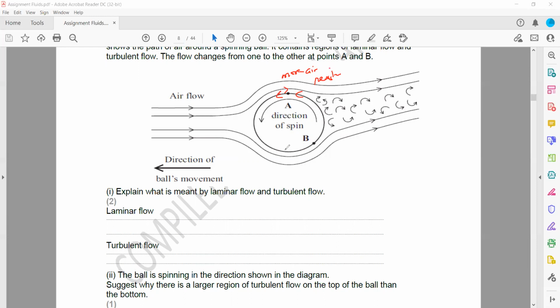But when you check the lower part, as the ball is spinning, the direction of the movement of the surface and the direction of the fluid is the same. So it is having less air resistance. That's why this region will have a greater laminar flow as compared to the top region. Is it clear? That's why there are greater eddies or random movement of the air at the top compared to that at the bottom.